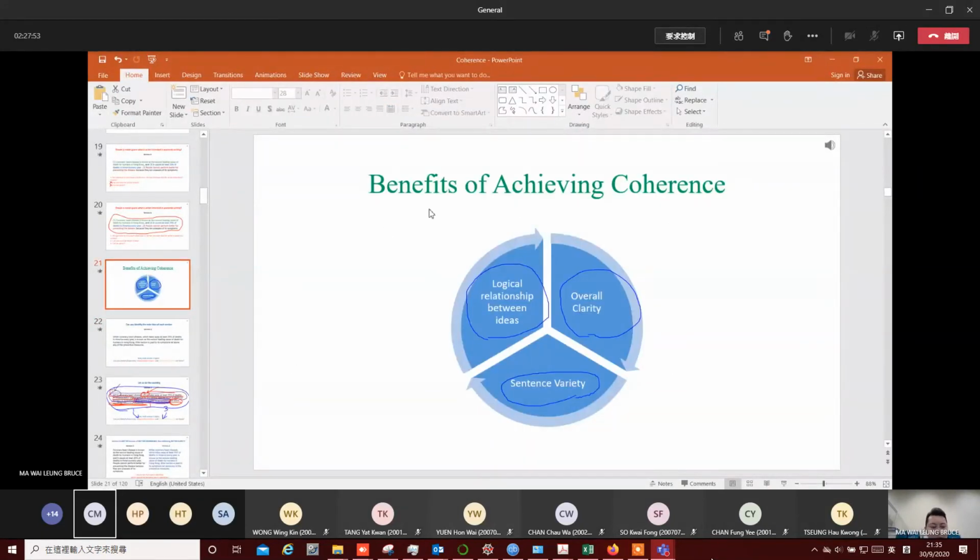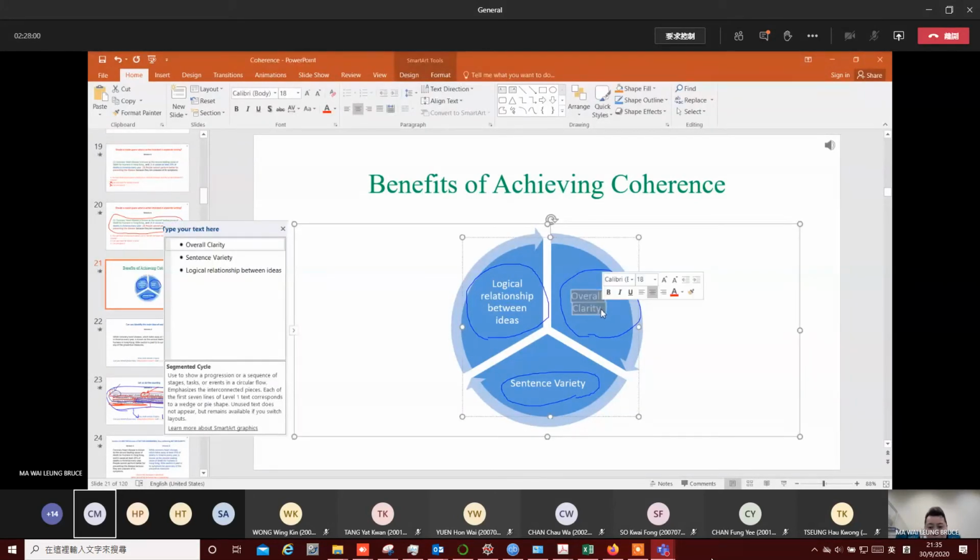So why do we have to learn coherence? We need to learn coherence because we want to improve the overall clarity. So how can we improve the overall clarity? We have to first identify the relationship between ideas. And more importantly, we have to identify the right and appropriate sentence structures to relate those ideas so that the role of each idea is clear to the reader. Do you understand what I'm talking about?